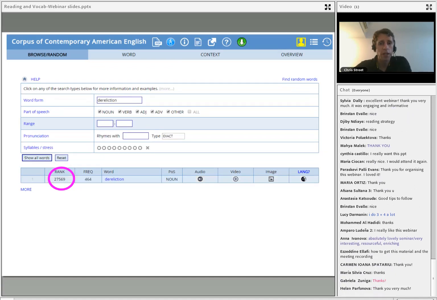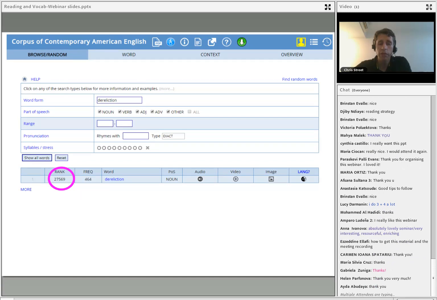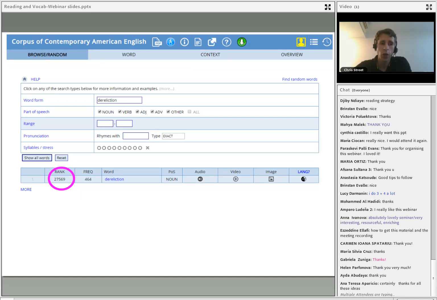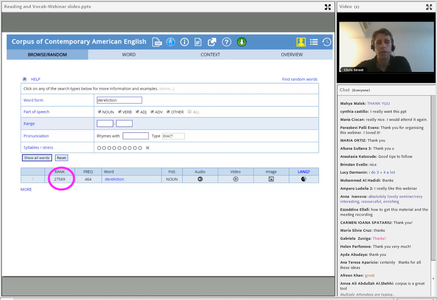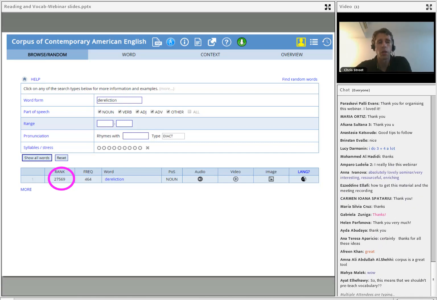Compare that with this word. Imagine a student finds the word dereliction in a reading passage. They can put it into the corpus. They can see that this is the 27,000th. It's not even in the top 20,000 words in English, so this is one that perhaps they don't worry about studying.